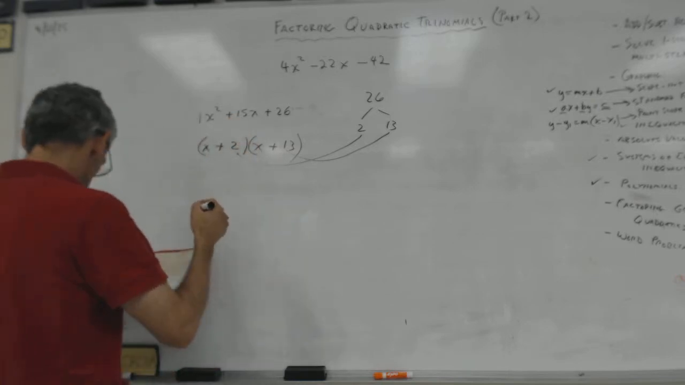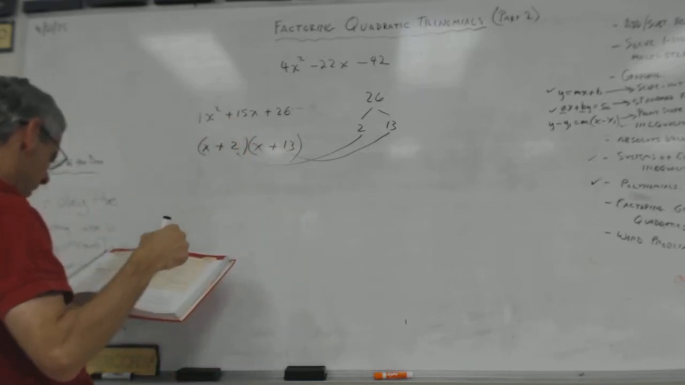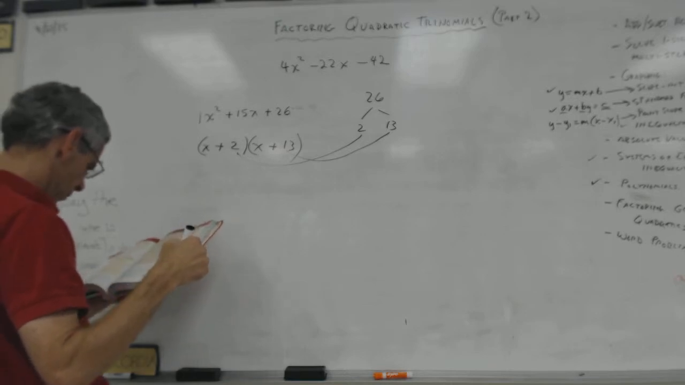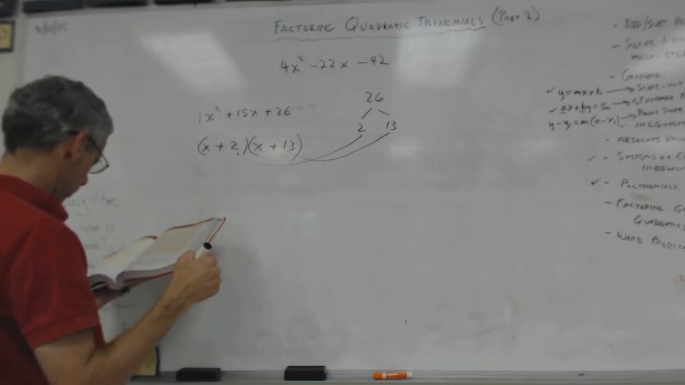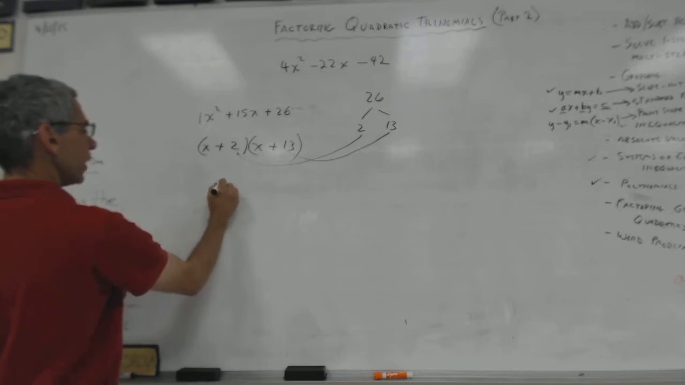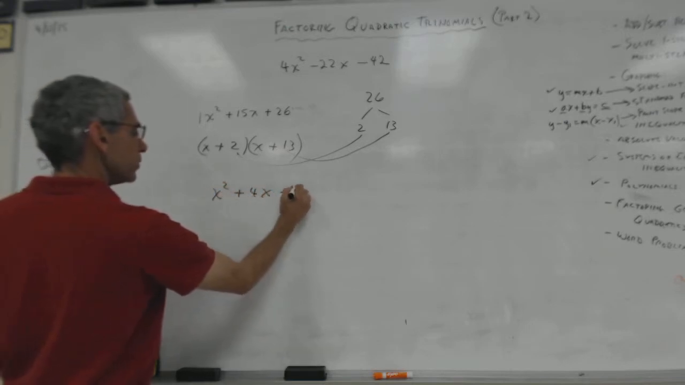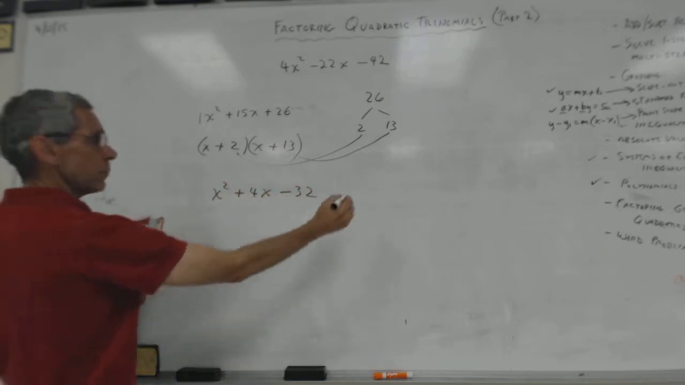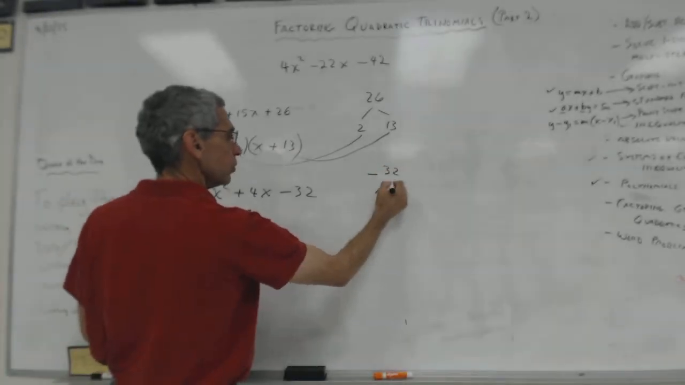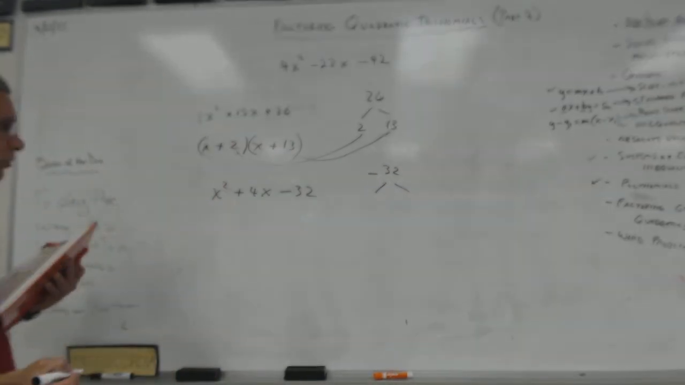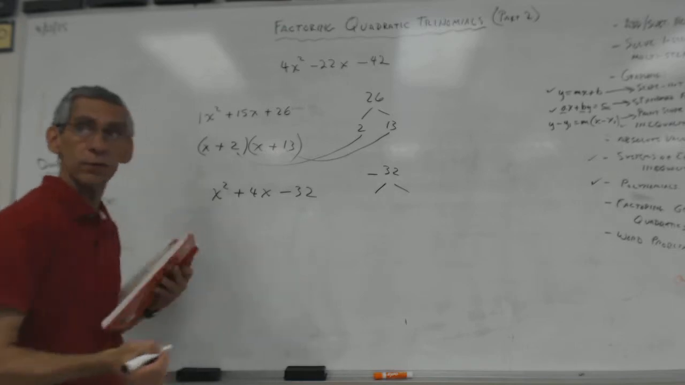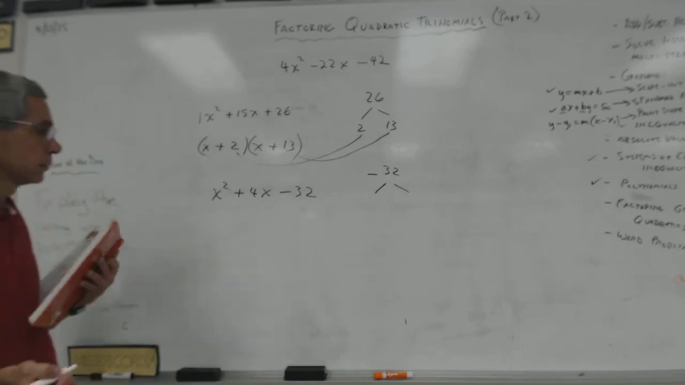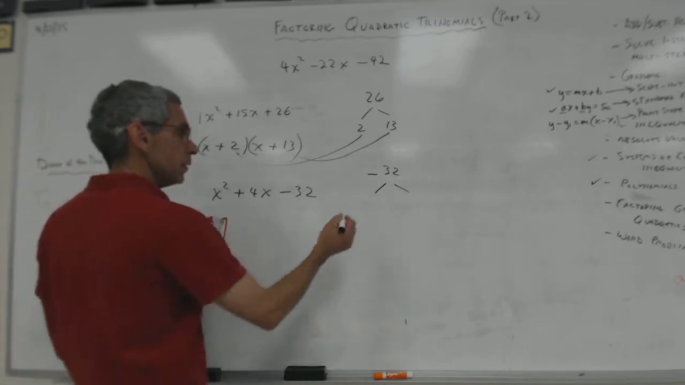Let's try one more. Okay, x squared plus 4x minus 32. I'm going to look at factors of negative 32 that add to 4. What are they? 8 and 4.